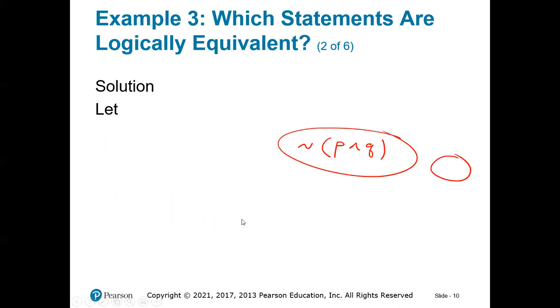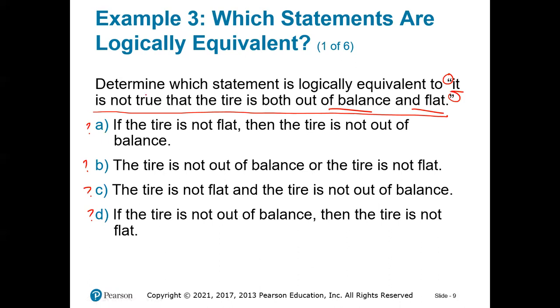So it's time now to go back to these statements and write down the symbolic form of all of them. So if the tire is not flat, then the tire is not out of balance. So that's the representation of this one here. The tire is not out of balance, which is not P, or the tire is not flat. That's the symbolic representation of the second one. The tire is not flat, and the tire is not out of balance. If the tire is out of balance, P, then the tire is not flat, right?